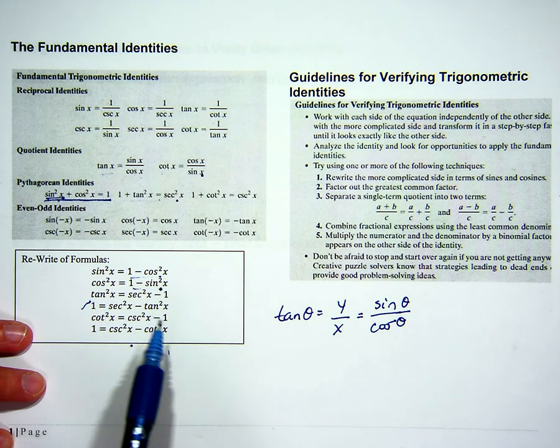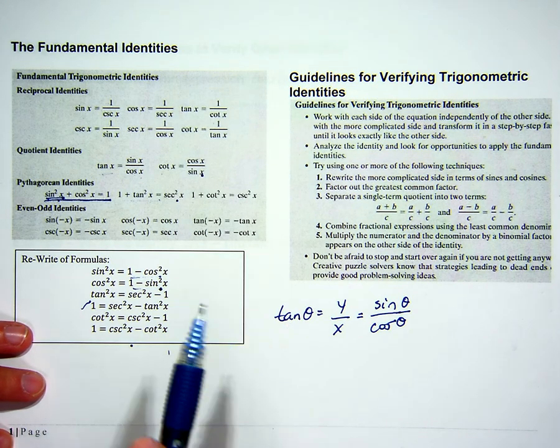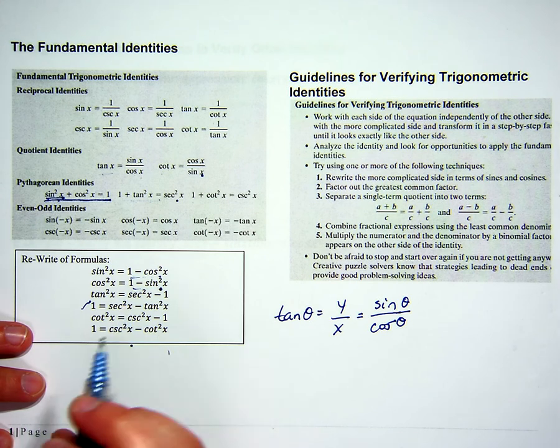Evens and odds, we understand these. Cosine and its reciprocal secant are the only even functions. Everything else is odd.